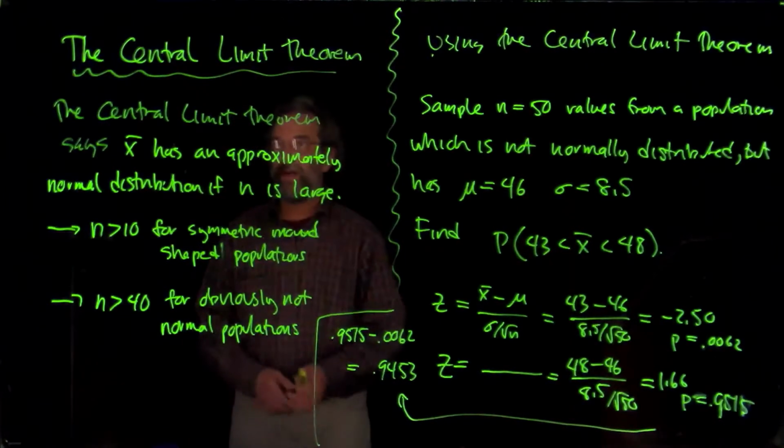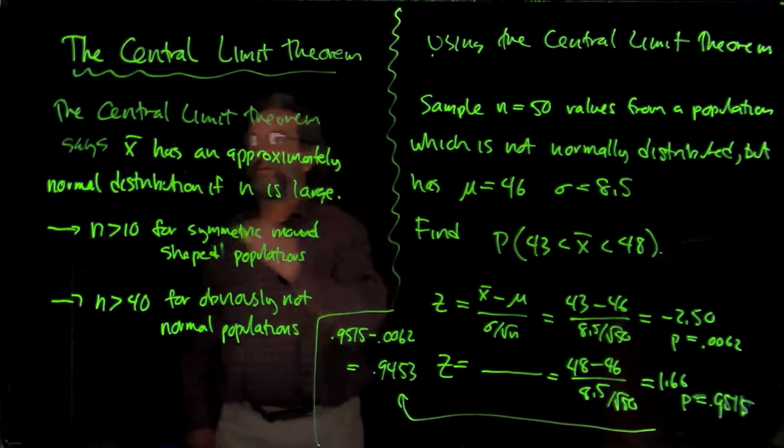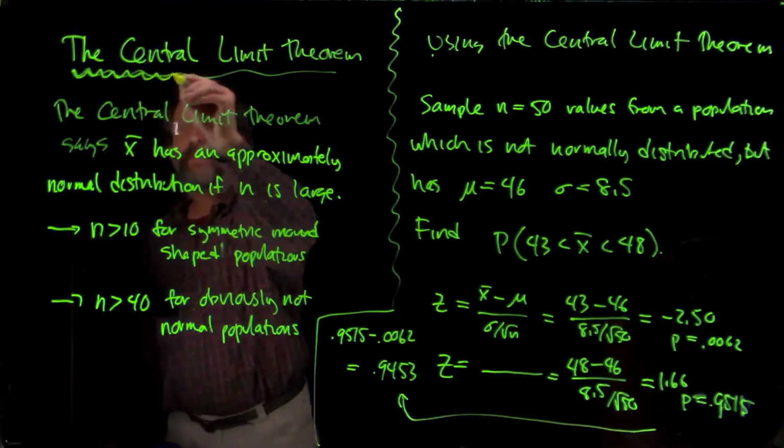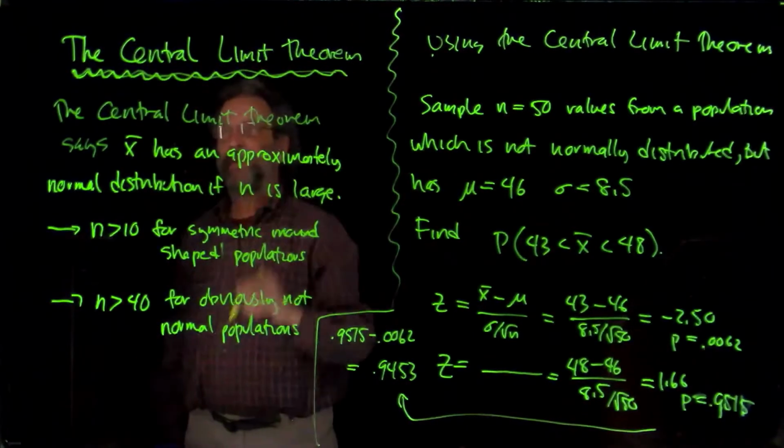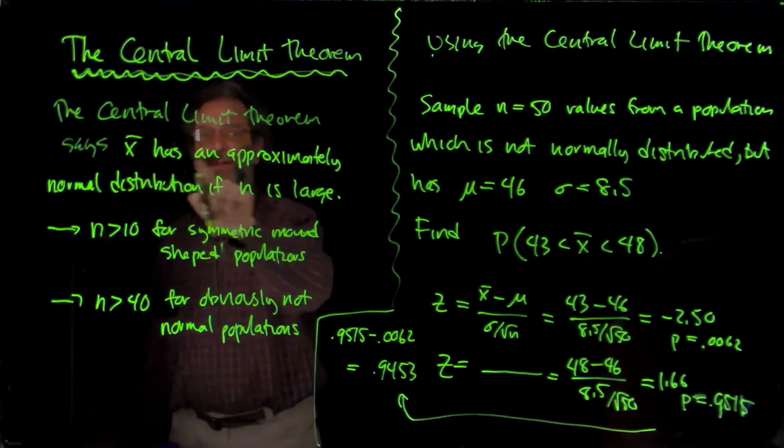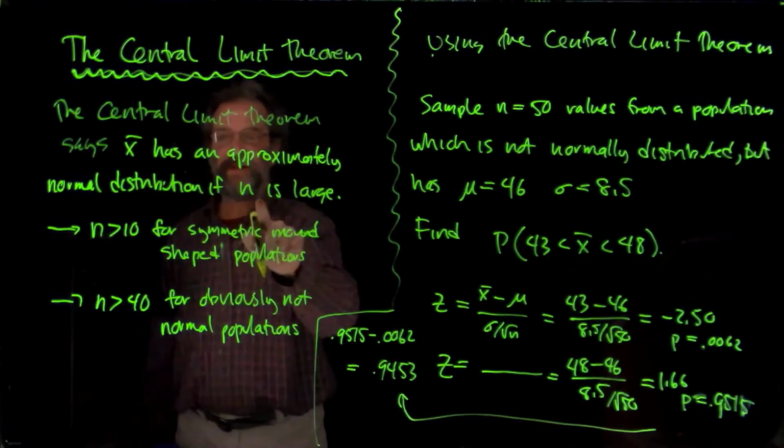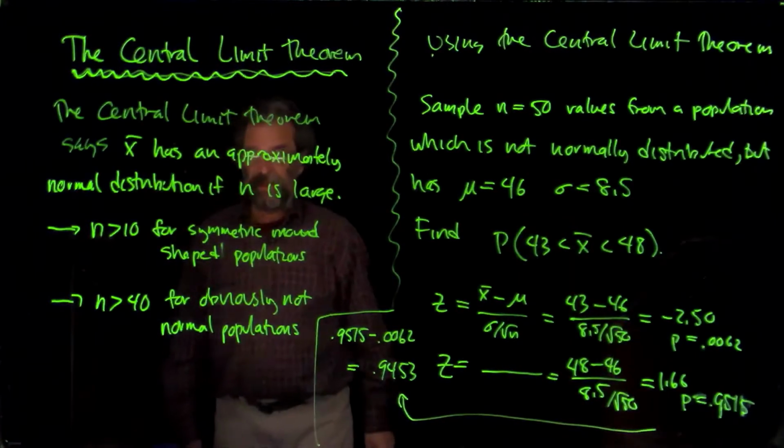Okay, we're on the last slide of this section. We're talking about the central limit theorem. We already said something about it, but I'm saying it again. The central limit theorem says x bar has an approximately normal distribution if n is large. You might ask, how large is large?